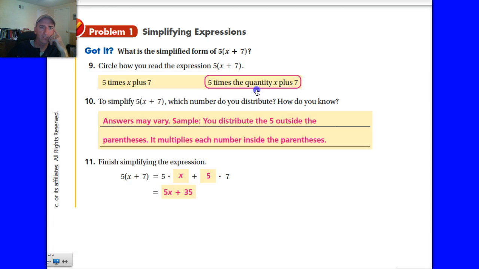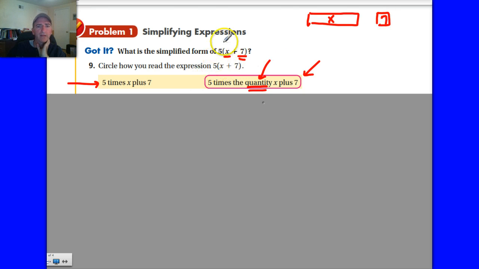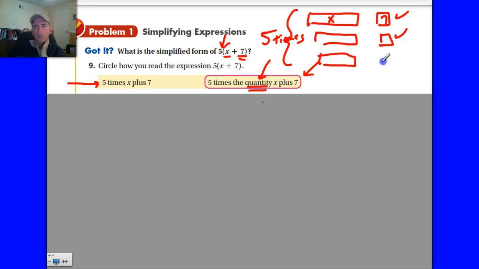It says, circle how you read this expression: 5 times x plus 7, or 5 times the quantity x plus 7. This is the one you should circle, because 5 is being multiplied by the quantity x plus 7. Let's say that was x, and then this little thing was 7. Well, this 5 tells you how many you have, so it's like you have 5 of the x plus 7s. There's 1, 2, the third one, the fourth one, the fifth one.